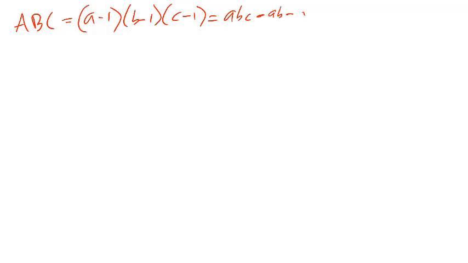So A, B, C. It's fun times. So this is then A minus 1, B minus 1 times C minus 1. So I just have another, that's going to be ABC minus AB minus AC minus BC plus A plus B plus C. I just want to write sometimes.